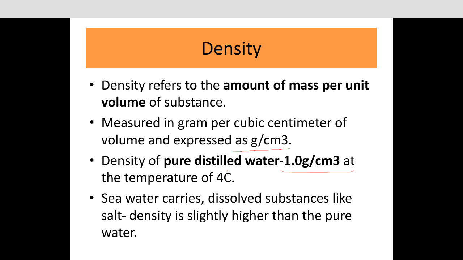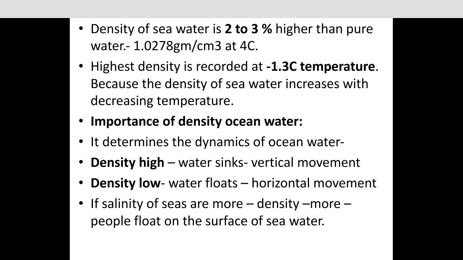carries dissolved substances like salt, so the density is slightly higher than pure water. The density of seawater is 2 to 3% higher than pure water, which is about 1.078 gram per centimeter cube at 4 degrees Celsius. The highest density is recorded at minus 1.3 degrees Celsius because the density of seawater increases with decreasing temperature.